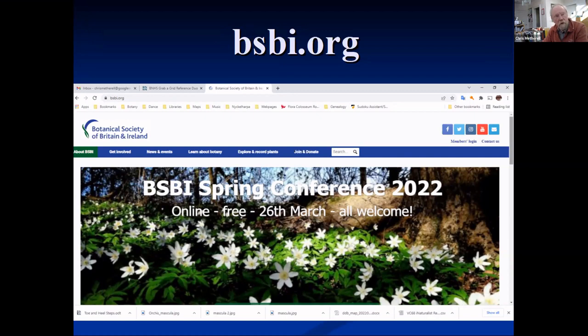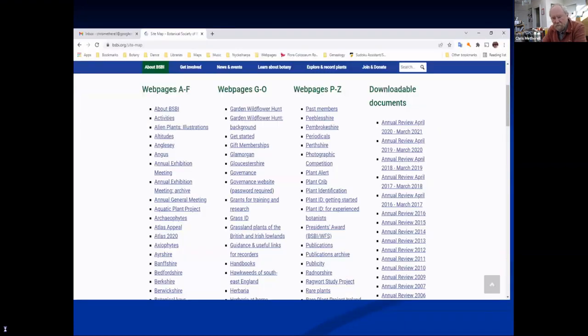I find that the best way to access resource materials on the BSBI website is to scroll to the bottom of the splash page and look at the A to Z listing. Because this is only about two thirds of it, what I've got on the screen. And it gives you some idea of the sorts of things that are available. It's a huge list, and it's really worth exploring. To just sit for half an hour and prod some of the links, and you'll find all sorts of things which are really very informative and very interesting.